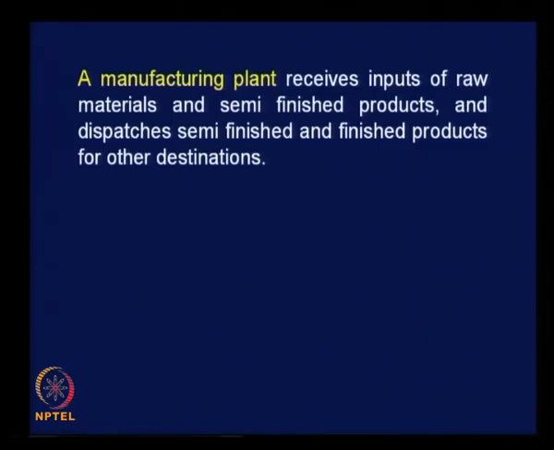A manufacturing plant receives inputs of raw materials and semi-finished products. If the plant is involved in finishing activities, then it will be receiving semi-finished products also as input, and dispatches semi-finished products if it is dealing with raw materials, and finished products if it is dealing with finishing work, for other destinations. Other destinations could be warehouses or marketing centers or another factory for further processing, isn't it? So, any manufacturing unit can be clearly understood as one of the important economic units. If there is a manufacturing unit, then you can define that as an economic unit for the purpose of your freight demand analysis or goods movement demand analysis.